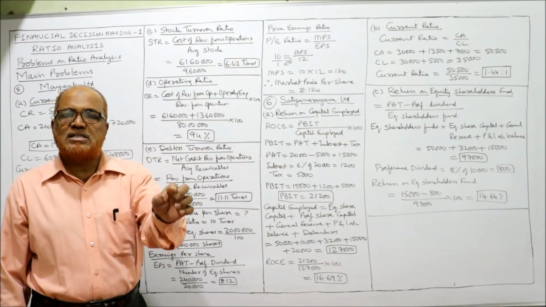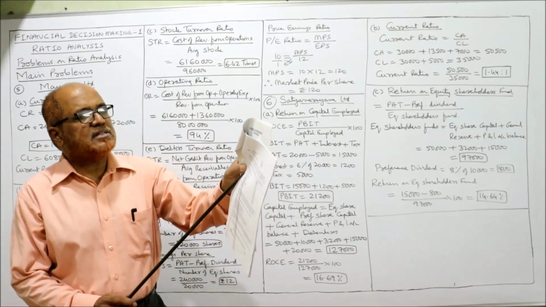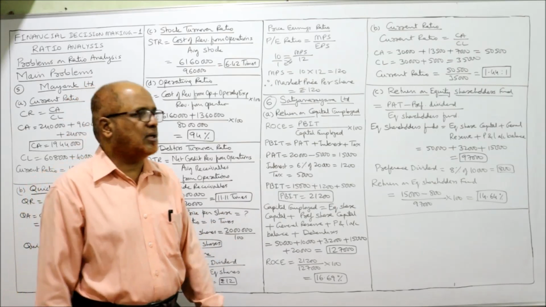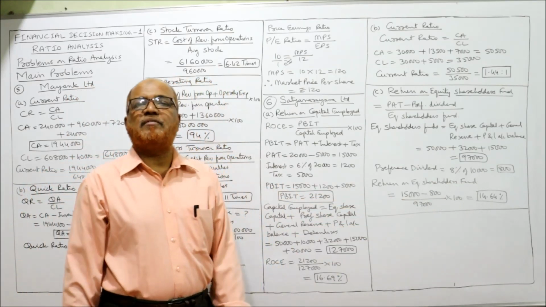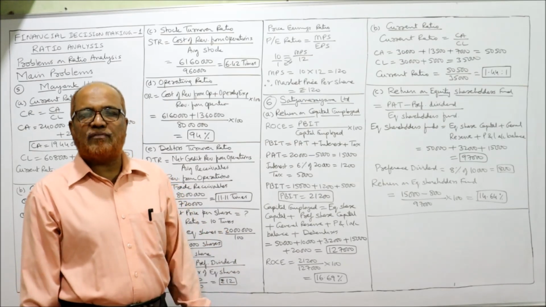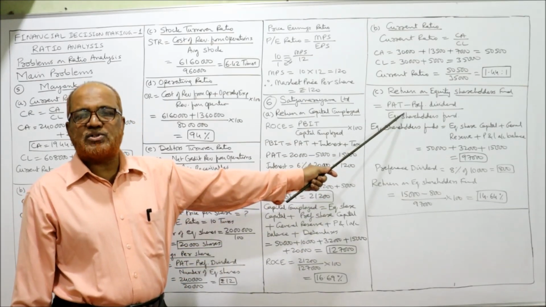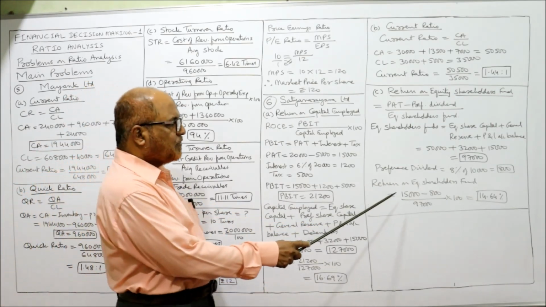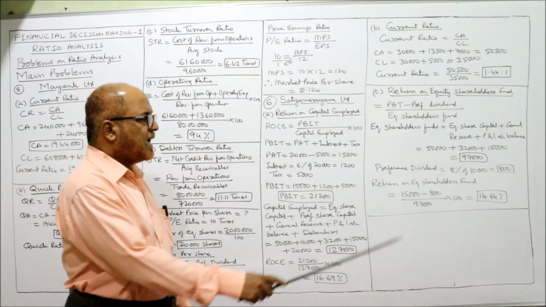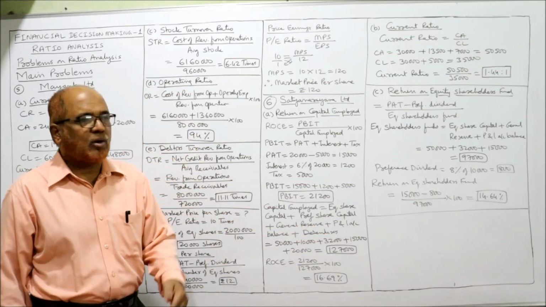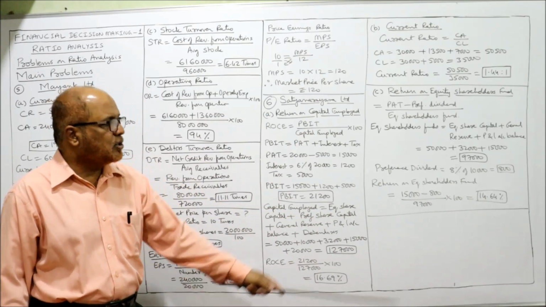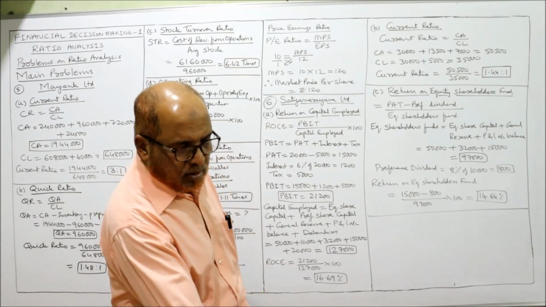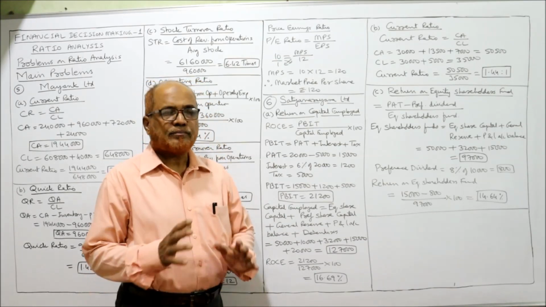And what is the preference dividend? It is given there, 8% preference share capital 10,000. So 8% of 10,000 you will get 800. This is the preference dividend. Now we substitute in the formula. Return on equity shareholders' fund is equal to PAT minus preference dividend, PAT is 15,000, preference dividend is 800, divided by equity shareholders' fund 97,000 into 100. You will get 14.64%. This is the return on equity shareholders' fund.